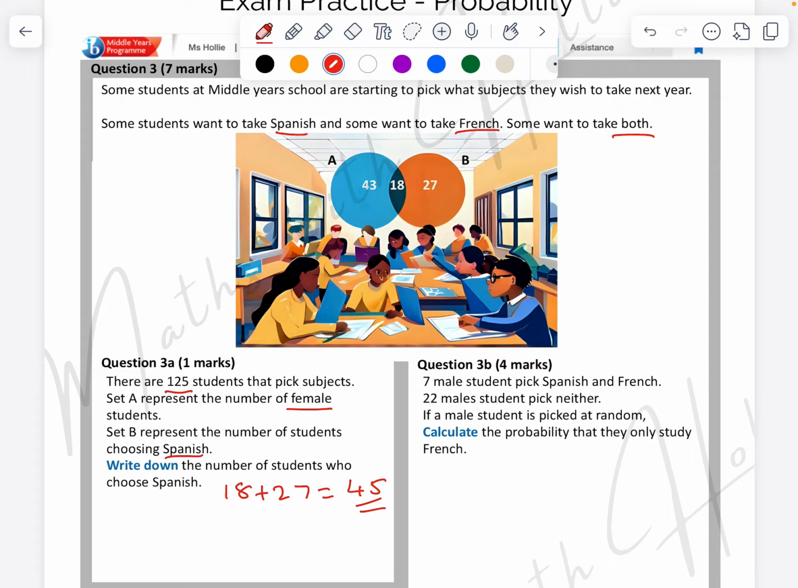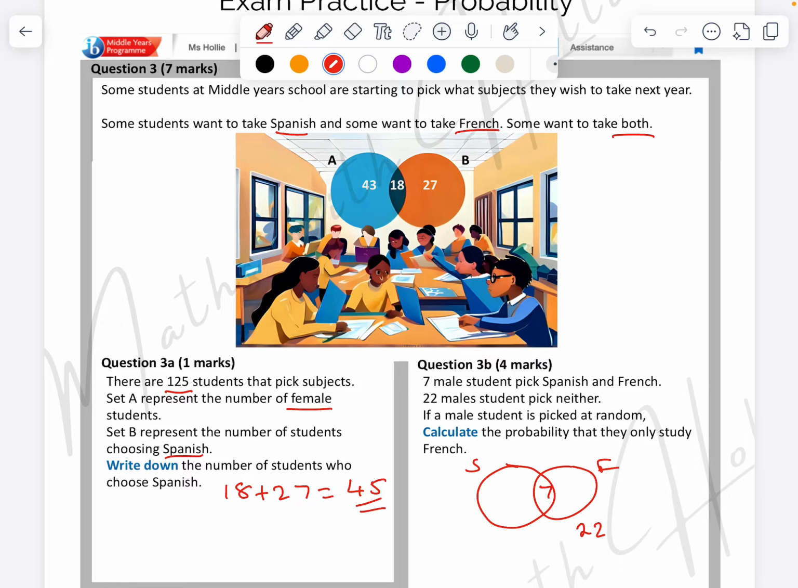So it's 45 students do Spanish. Right, then over here it says we're going to talk about some of the males. So I'm going to use a Venn diagram to help me with this one. Right, so male students, we've got Spanish and we've got French. It says 7 do both.